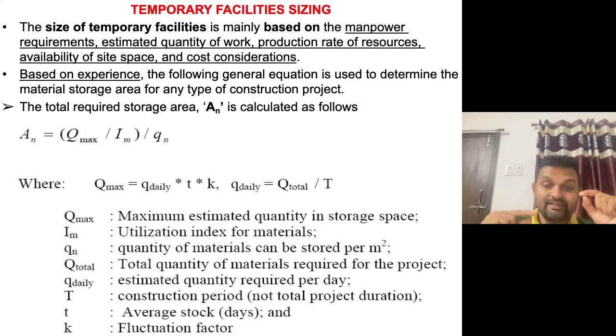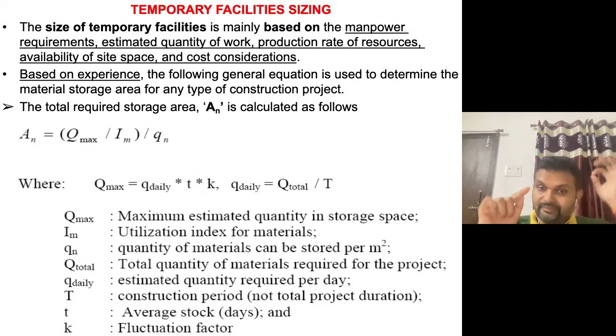You are going to calculate it by Q total, meaning the total quantity of the material required for the project, divided by the construction period of that particular activity. Just take a case of brickwork. The total quantity of the material, for example, requires 2 lakh bricks. And I'm not talking about the total duration of the project, I'm talking about the brickwork duration. Brickwork is going to take around 6 months. So 2 lakh bricks divided by 6 months. So how many bricks you're going to require on a daily basis, right? That you're going to get as Q daily. So Q total divided by T.